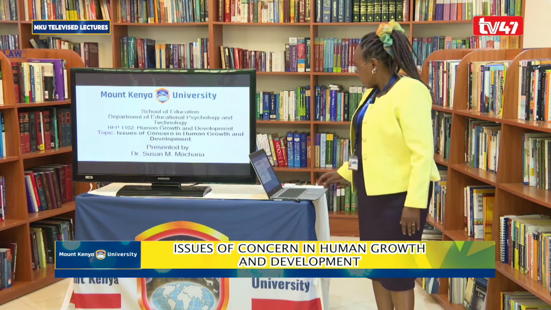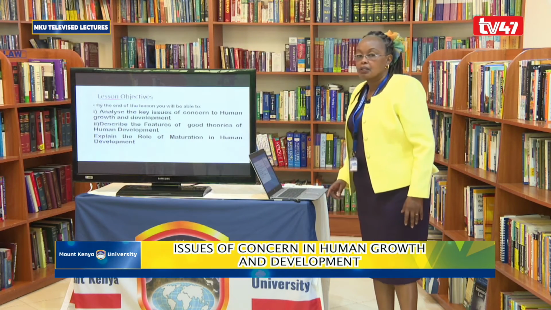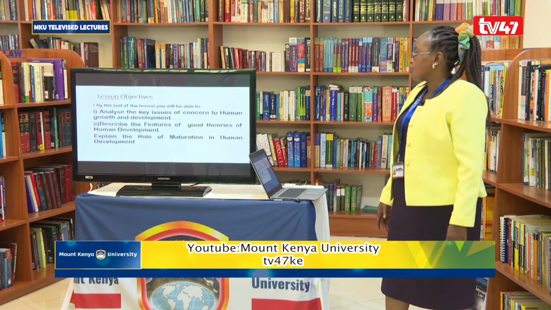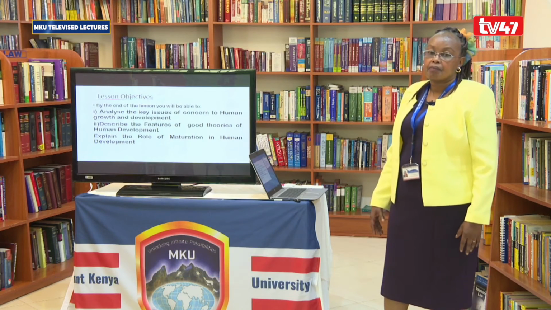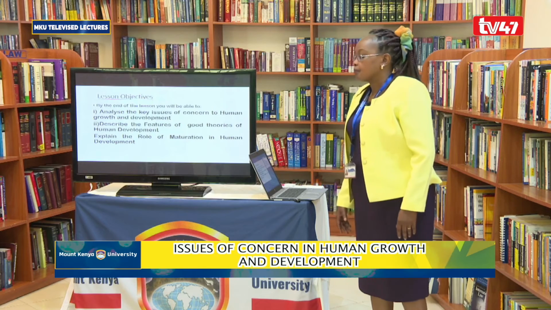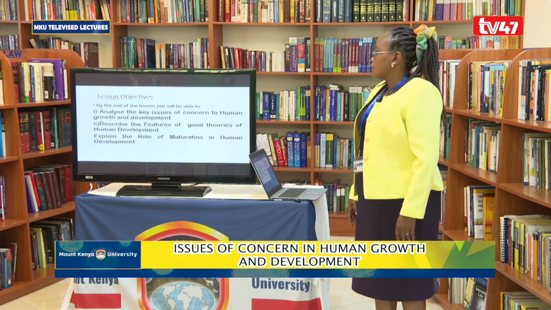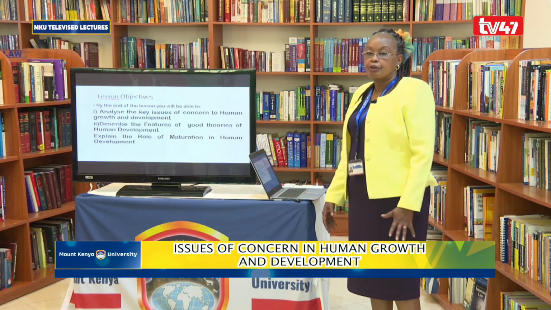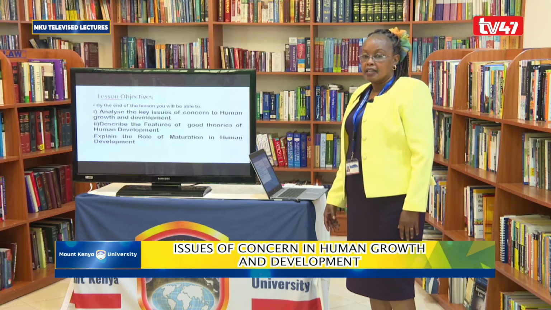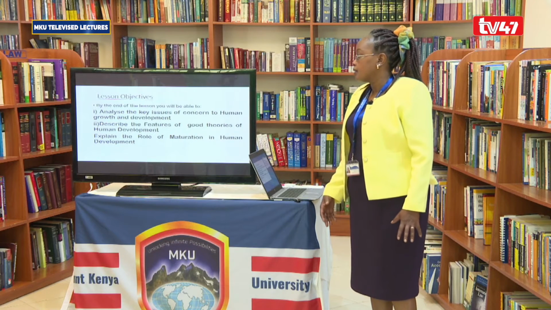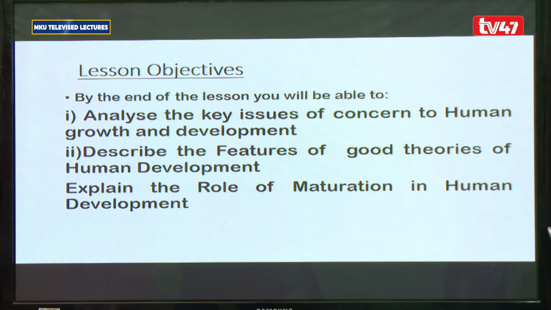So this lecture is supposed to help you understand or learn about the issues that are of concern to human growth and development. And at the end of the lecture, you'll be able to do at least 3 things. One, you'll be able to analyze key issues in human growth and development. And for this lecture, they are 4. So we will be able to say what the 4 issues are and how each of them pertains to human development.